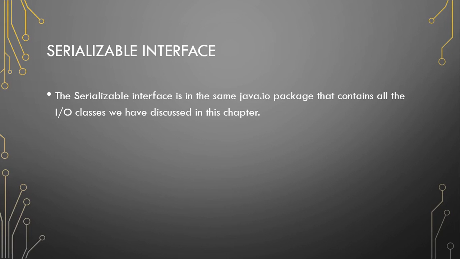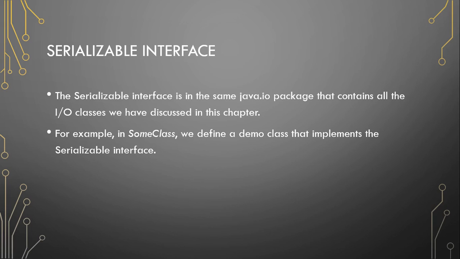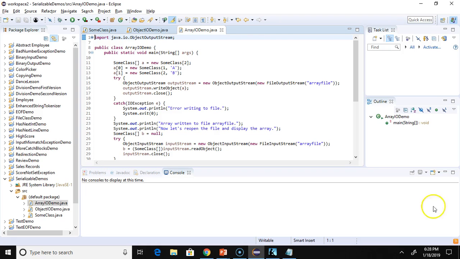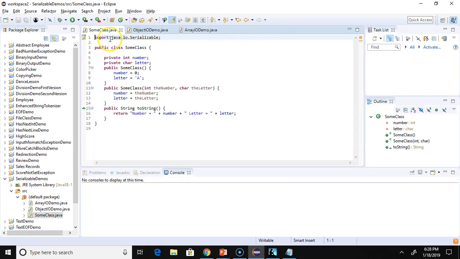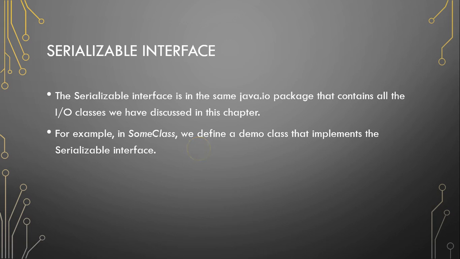So the serializable interface is in the same java.io package that contains all the other I/O classes that we've discussed in this chapter. For example, we're going to define a demo class that implements the serializable interface. Now let's flip over real quick to Eclipse to show you that. If I go to SomeClass here, you can see I import Serializable. And I have public class SomeClass, and down here I have a private int number, private char letter. Public SomeClass is my constructor, setting number to 0 and letter to A. Public SomeClass, int the number, char the letter, number is equal to the number, letter is the letter, so again more constructor methods, and of course we have a toString method.